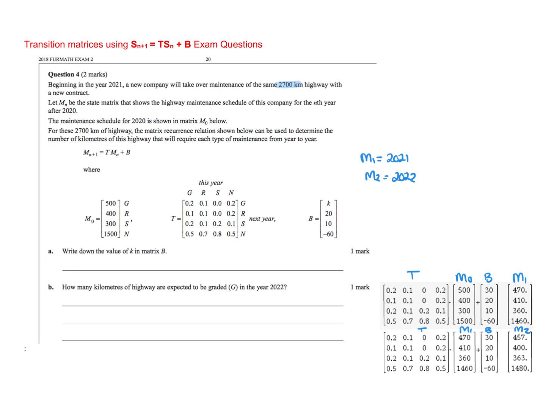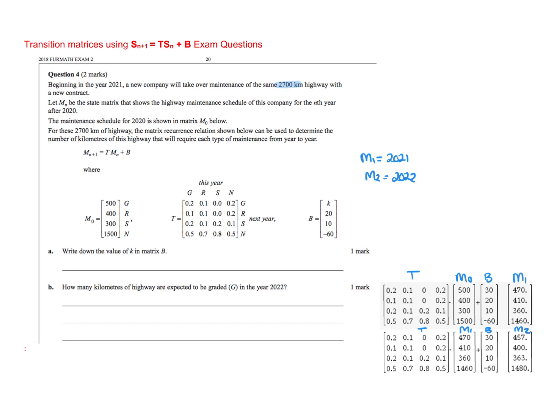So when you add up, they've got all these different parts of the highway. So G stands for, it needs to be graded, and the other ones were all these little things that they could do to the highway. So it says let MN be the state matrix that shows the highway maintenance schedule. So these letters above are all the things they can do to the highway, okay? So you're not going to lose any highway, are you? When you add up all your parts of the highway or whatever they did to it, it should end up to 2,700.